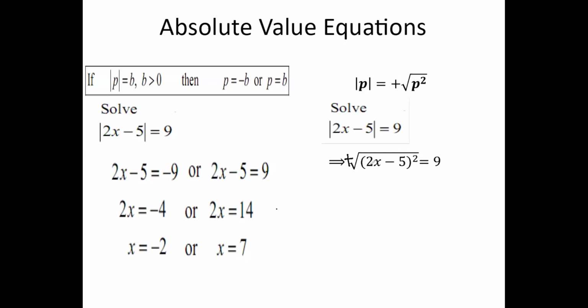Good. So I'm writing the modulus of 2x minus 5 as the square root of (2x minus 5) squared, equal 9, right? The obvious approach to use after that is to square both sides, right? Is that what you do? Square both sides. So squaring both sides would get rid of this square root sign, and you get a square on the 9. You get it so far?